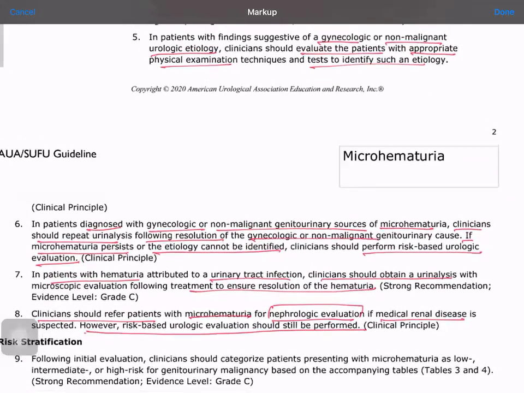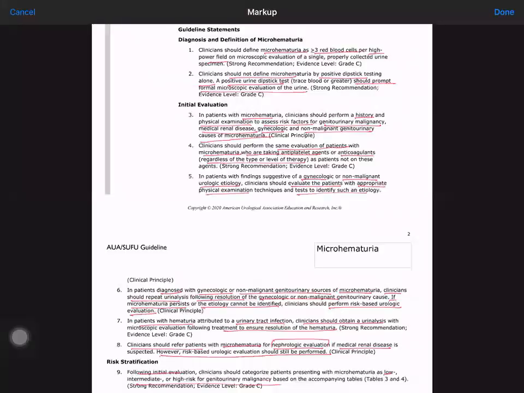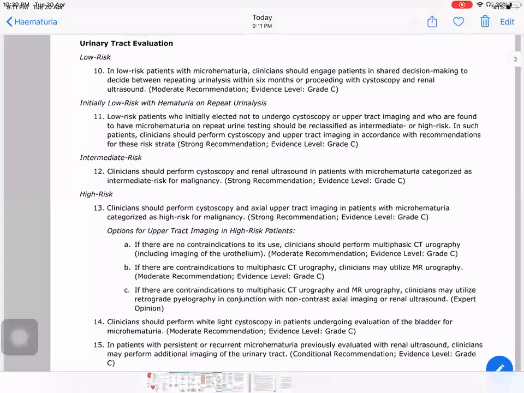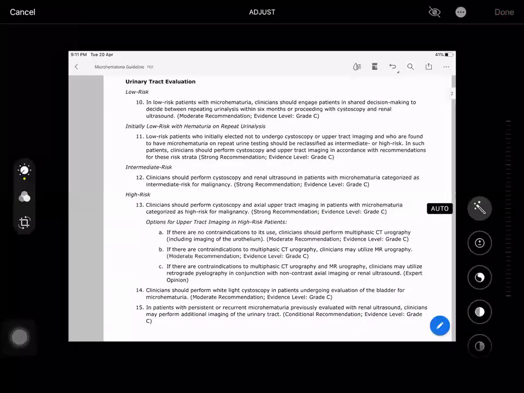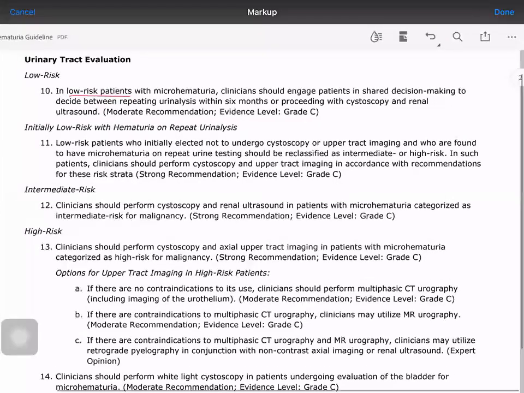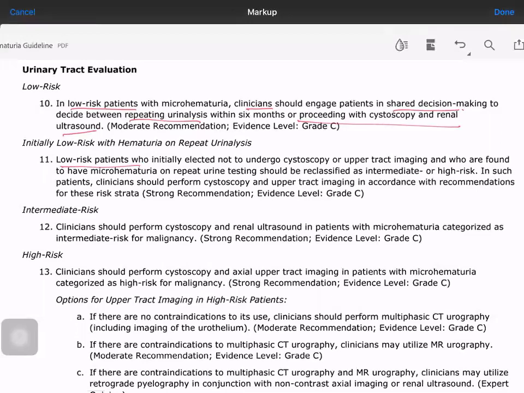Following initial evaluation, after ruling out all these non-malignant causes, we have to stratify the patient as low, intermediate or high risk. For a low risk patient, the clinician should start decision making on whether to repeat the urine analysis or proceed with ultrasound or not.